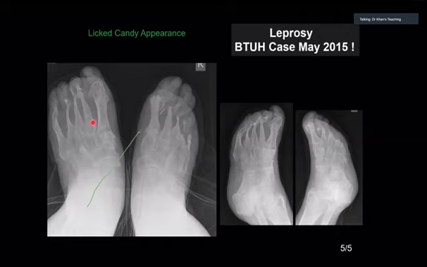And leprosy has, please remember, we will consider Charcot joints next time, but this is one example of Charcot. And the bone density by definition in Charcot joints remains normal.